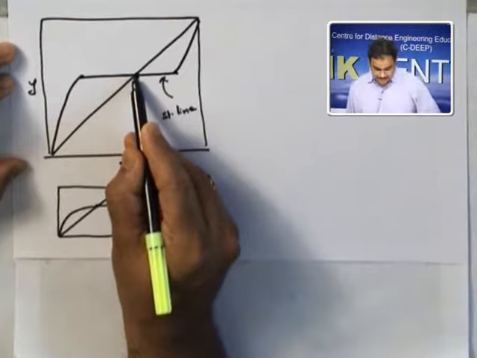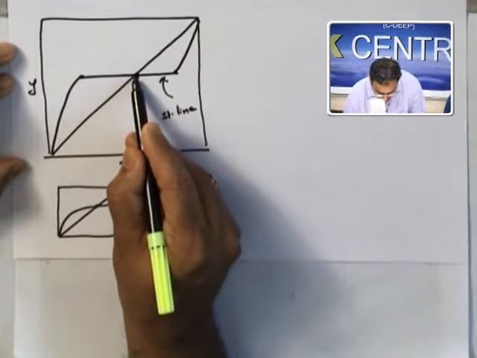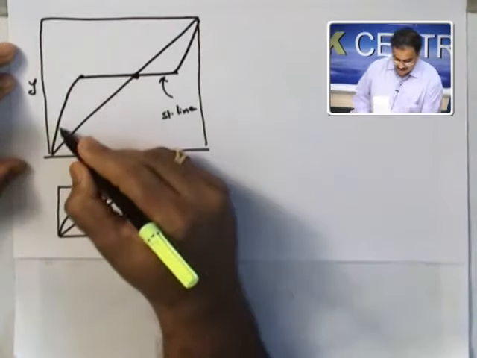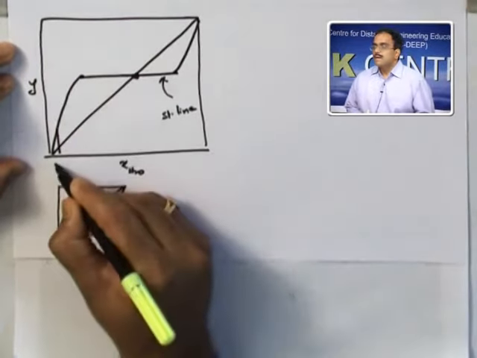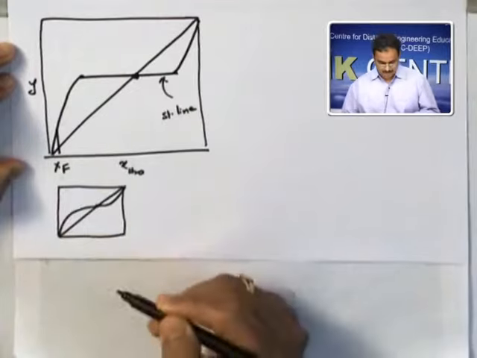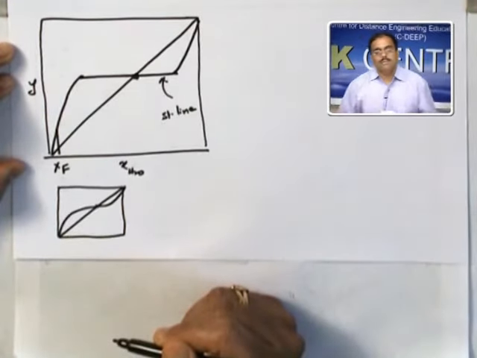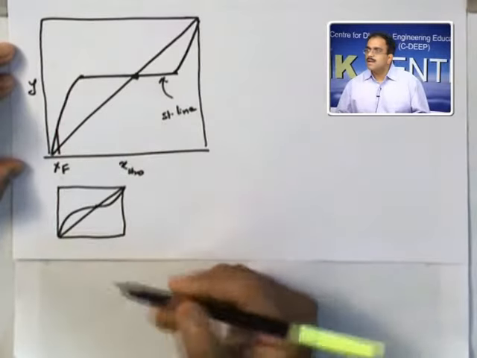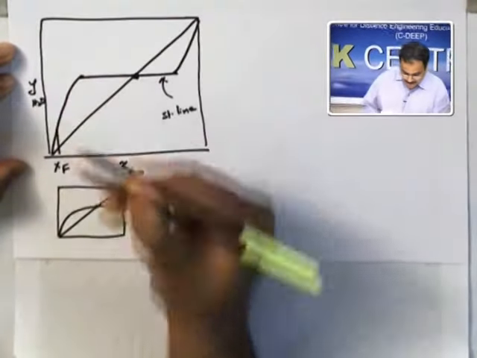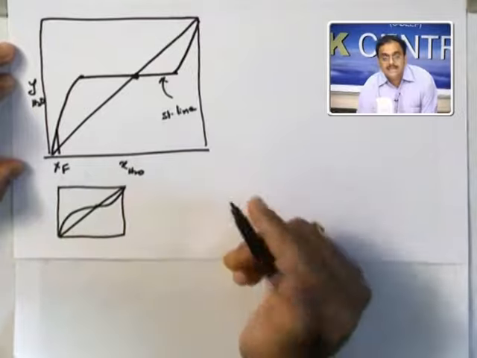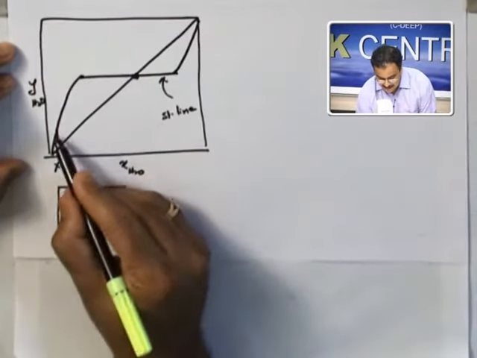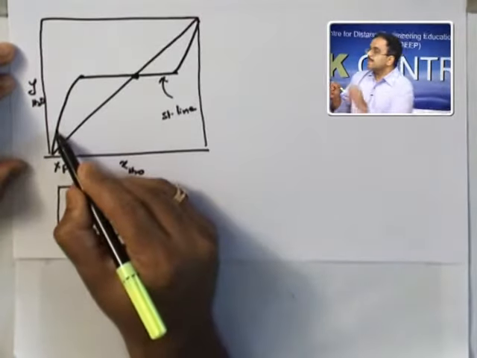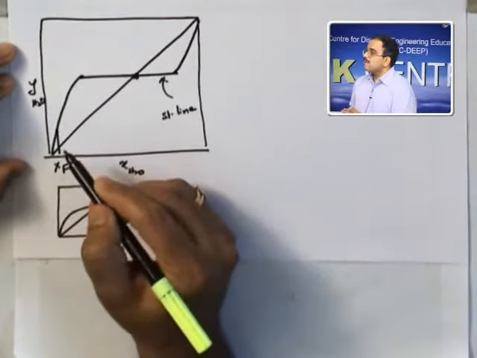Now, I have a feed XF here, butanol water. I am plotting it for water, which is more volatile. I have this feed. Now, I am in the homogeneous region, there is no phase splitting. Phase splitting is here in this region, right. So, I have a homogeneous single phase mixture of butanol and water.